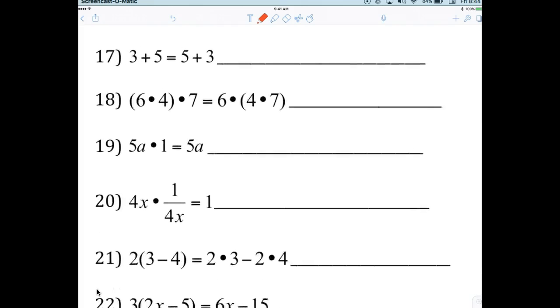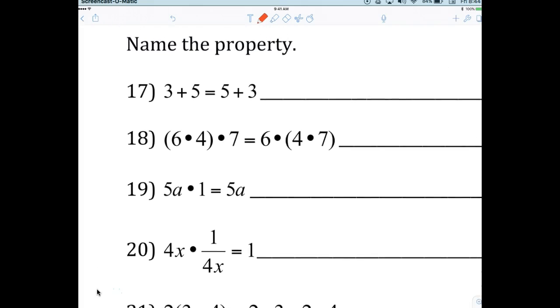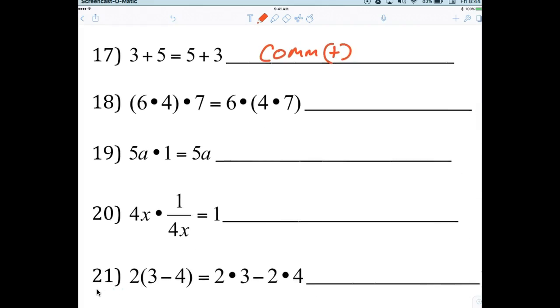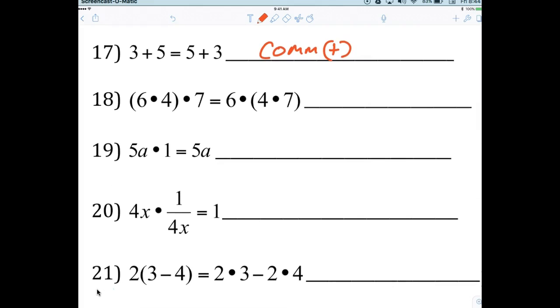All right, 3 plus 5 is the same as 5 plus 3. That's called the what? That's right, commutative property of addition. All right, now we have the grouping symbols. That's the sign for associative. So it's the associative property of multiplication. Whenever you multiply by 1, it's the identity, right? Now we say it's the multiplicative identity.